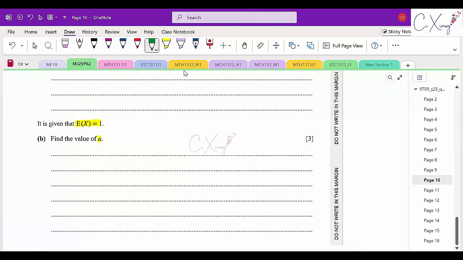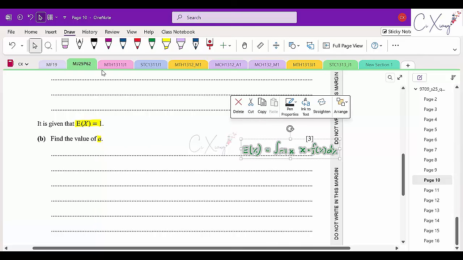Then how are we going to find the expected value for a continuous random variable? The idea is basically that you need to integrate over all the values of x where the function is defined. You have to multiply the x together with the function before you can integrate it.